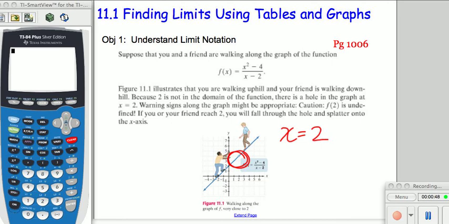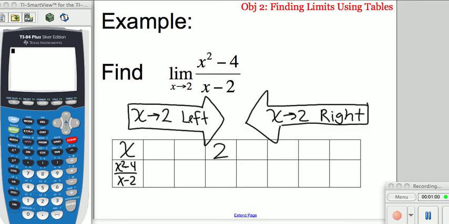We don't want that to happen, so we need a warning for them. And that's the whole point of these limits. It's like a warning. What's happening as we get closer and closer to a certain x value? So let's go ahead and take a look at our first example here.